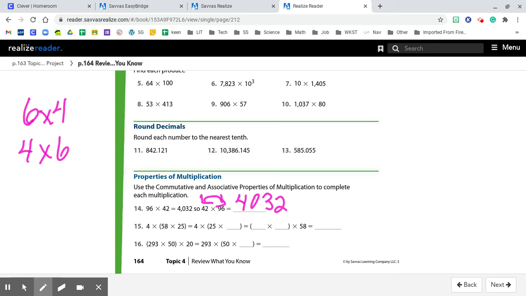Now we're using the distributive property here. So let's see, what are we doing here? We are doing 4 times the product of 58 times 25, which is the same as saying 4 times 25 times 58. So we see we just moved the positions of those. It's the same thing. So we can move them all around and they'll have the same answer.